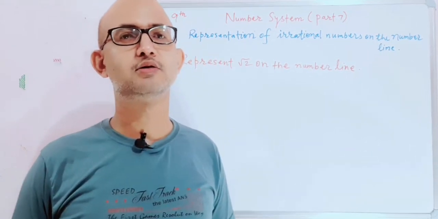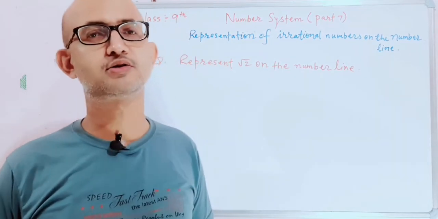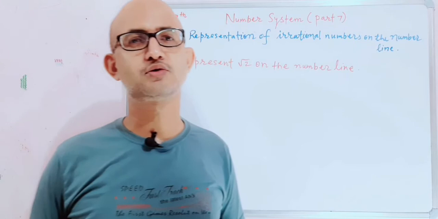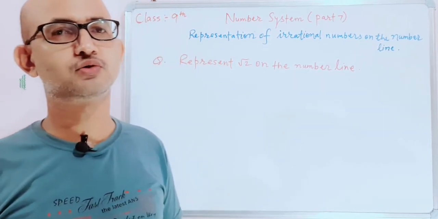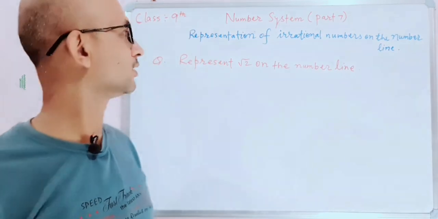In this video on number system part 7, we will learn to represent irrational numbers on the number line. Dear students, irrational numbers are root 2, root 3, root 5 and so on. First, we learn to represent root 2 on the number line.